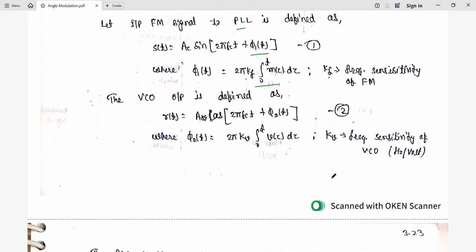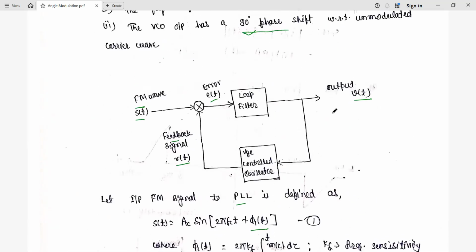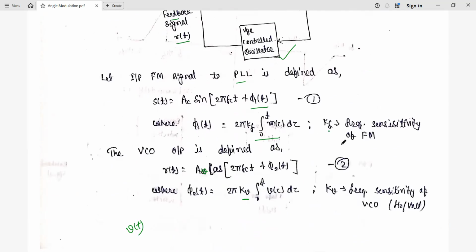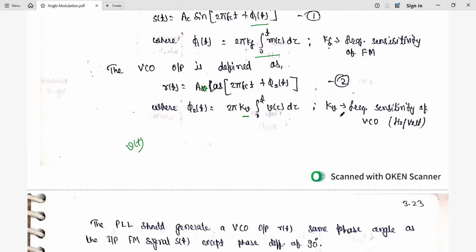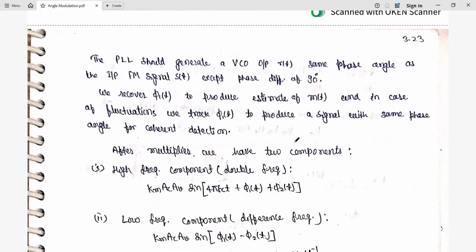Now the voltage controlled oscillator output is defined as r(t), which is what? Av cos. Since it has a phase shift of 90 degrees compared to the carrier, that's why it is cos(2π fc t + φ2(t)). So φ2(t) is what here? 2π kv ∫ v(τ) dτ, because the input to the voltage controlled oscillator is v(t), as you see in the diagram. And kv is the frequency sensitivity of the voltage controlled oscillator, given in hertz per volt. So kf and kv are both different.